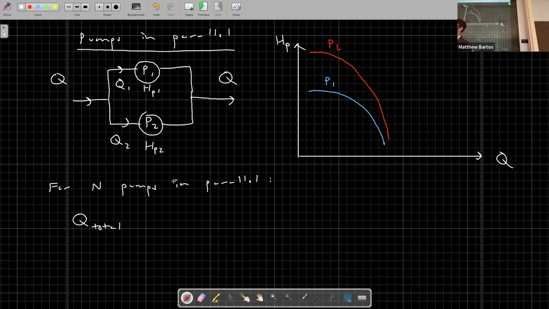When they converge back at the downstream side, that total flow rate will be the sum of the flows through those branches. So the total flow rate is equal to the sum of all of the individual flow rates through each branch, which I'll call Qi, from i equals 1 through n. So that makes sense.